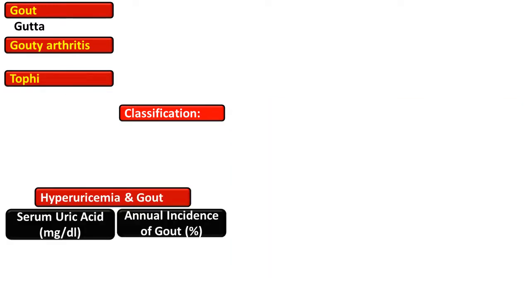Then this hyperuricemia is linked with gout. Not all cases of hyperuricemia are going to produce gout. If the serum uric acid concentration is less than 7 milligram per deciliter, only about 0.1% of the cases will produce gout. If the serum uric acid concentration is 7 to 8.9, it rises to 5 times. And if the serum uric acid concentration goes more than 9 milligram per deciliter, the annual incidence of gout rises to 10 times.